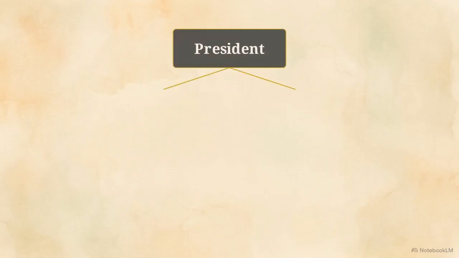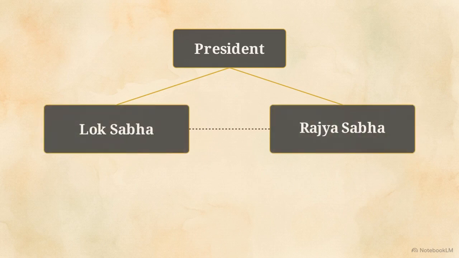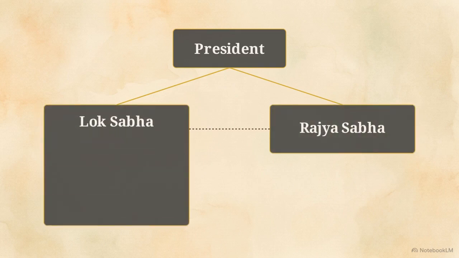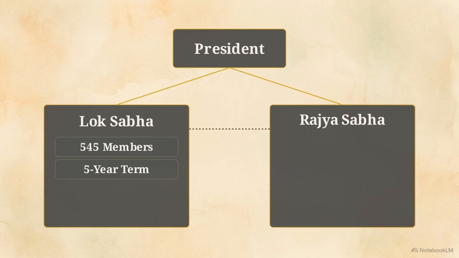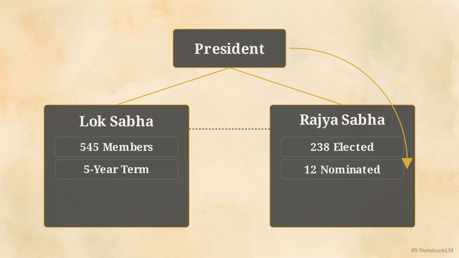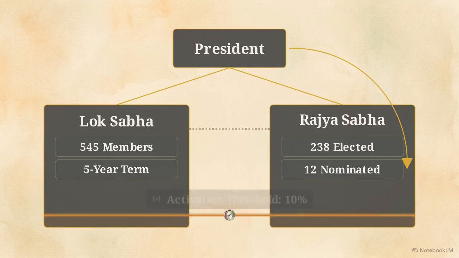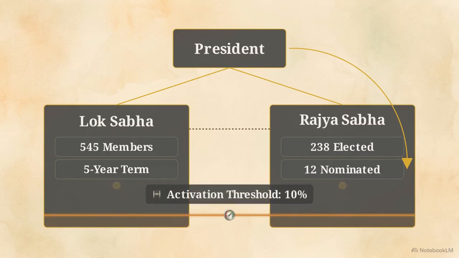The legislative engine is a triad: the President, the Lok Sabha, and the Rajya Sabha. The Lok Sabha, the House of the People, consists of 545 members serving 5-year terms. The Rajya Sabha, the Council of States, includes 238 members elected by state legislatures and 12 specialists nominated directly by the president. Procedural thresholds prevent these houses from convening at will. Neither chamber can conduct business without a quorum of 1/10 of its total membership.